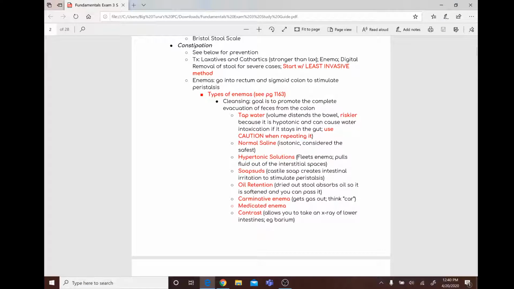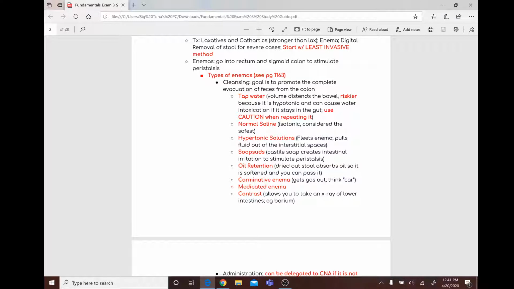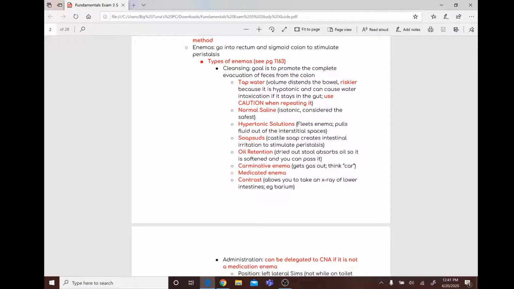Alright, what's a tap water enema? Volume distends the bowel. It's riskier because it's hypotonic and can cause water intoxication if it stays in the gut. Use caution repeating it. What is a normal saline enema? Isotonic, considered the safest enema. What is a hypertonic solution enema? It's a Fleet enema, pulls solution out of the interstitial space.